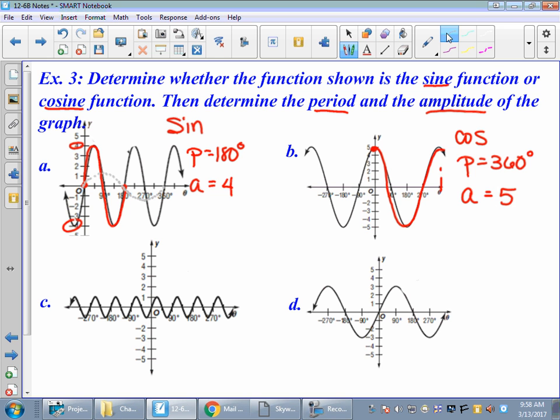So again, I can try to sketch really quick what the parent function would look like, and that would look something along these lines. They just really stretched it from where it was. Maybe like that. Part C.